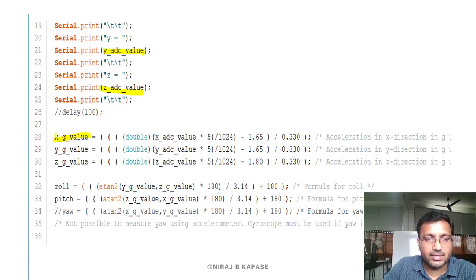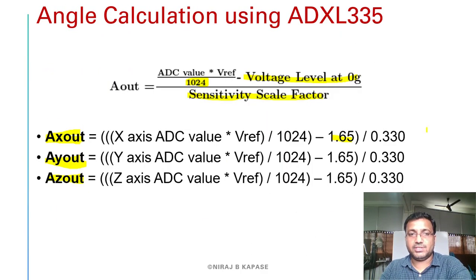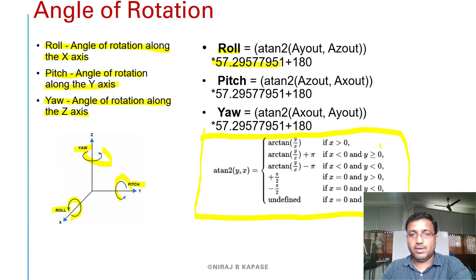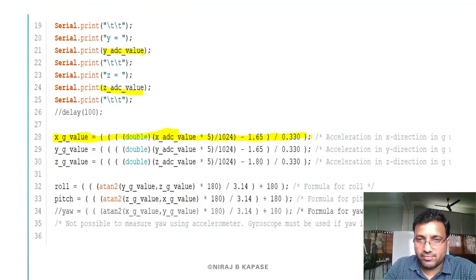We have seen the formula that converts your X ADC value into XG value. The formula is multiplying by 5 divided by 1024, minus 1.65, then divided by 0.330. So this formula I have written in the equation. XG value equals X ADC value multiplied by V reference divided by 1024, minus 1.65, divided by 0.330. The same formula is written in the code like this. Okay, XG value is converted.